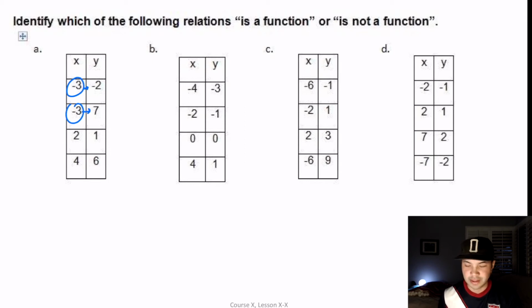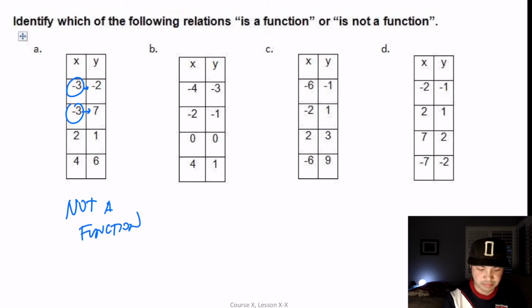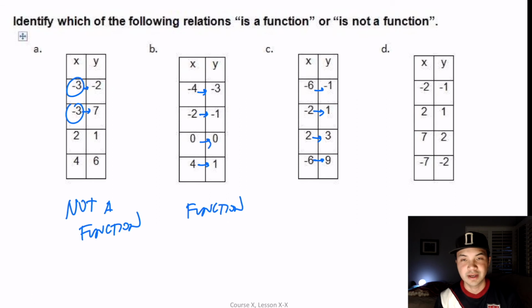So if I have a -3, I have either -2 or 7. So this is not a function. Okay, here let's see, -4 to -3, -2 to -1, 0 to 0, 4 to 1. Yes, function. Okay, good. -6 to -1, that's fine. -2 to 1, 2 to 3, -6 to 9. There you have -6, and it has two different outputs. It has -1 and 9, so not a function.